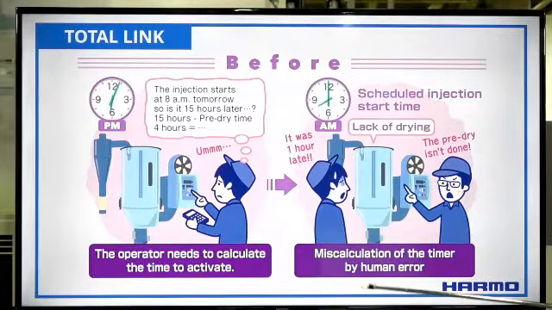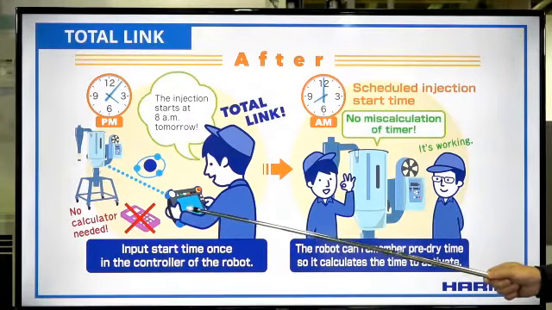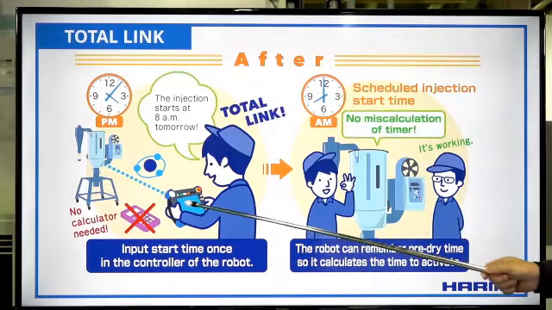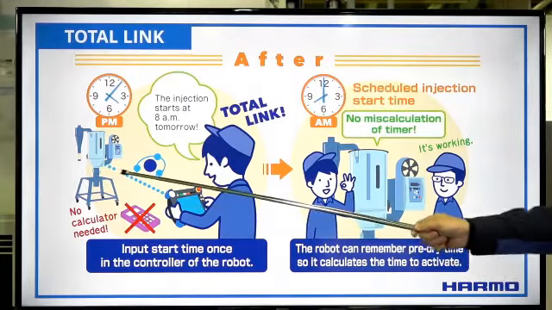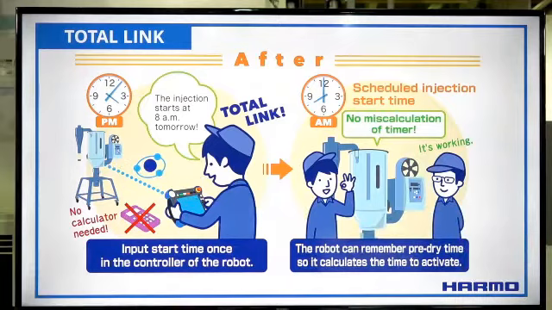If you use Total Link, you just need to input tomorrow production start time on the pendant. The timer will be automatically set in both dryer and mold temperature controller. It is possible to avoid human error and also to avoid troublesome setting to go each equipment and set the timer and change the set temperature.